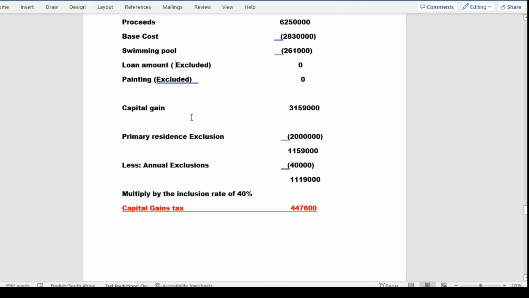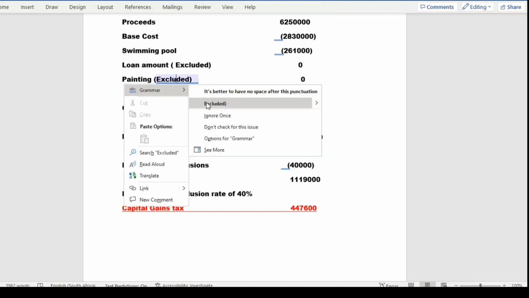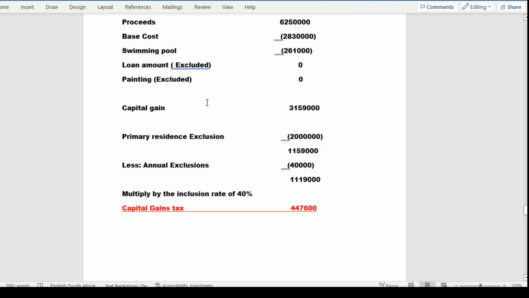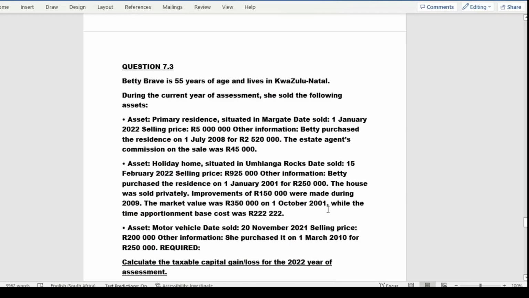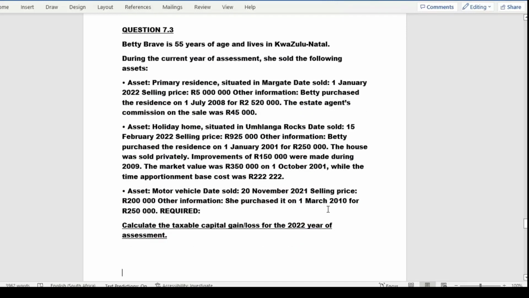Okay, so we're going to move on to the next question. I'm going to give you about 10 minutes break. We'll be back at 10 past, and then we'll do question 2. It's a CGT question again. You can just check on your study guide. It's 7.3. Then we'll be able to do that kind of question together.